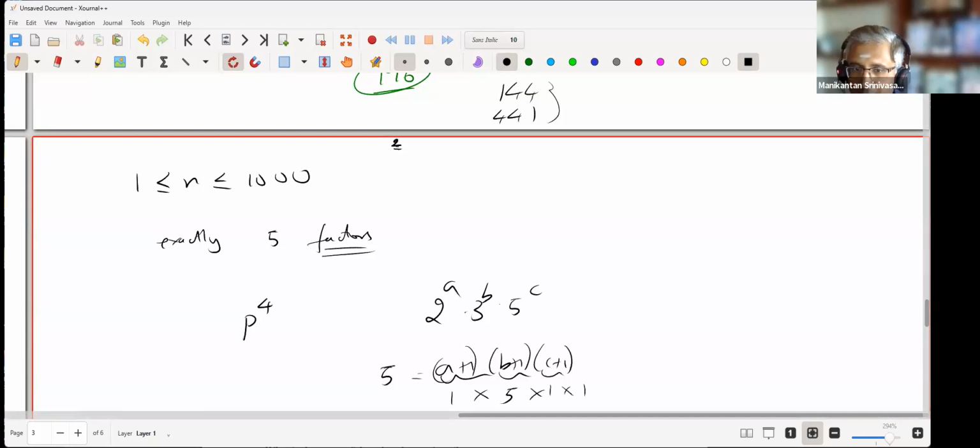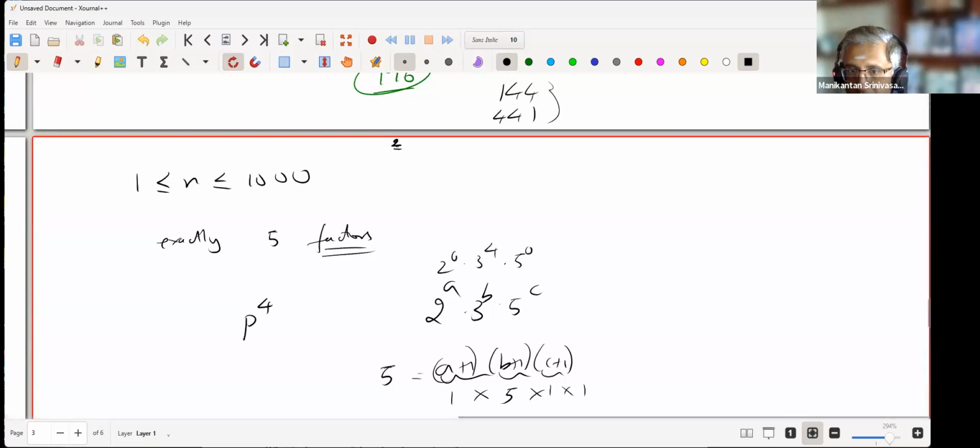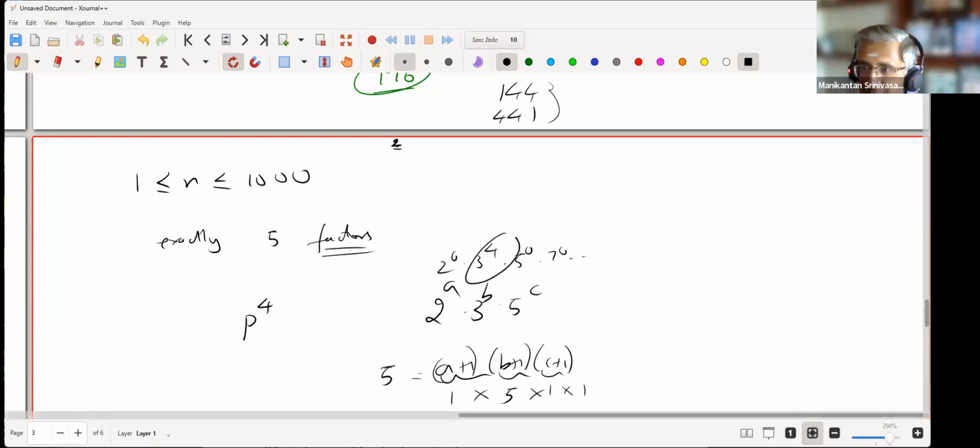So, which means in this example, it's 2 power 0 into 3 power 4 into 5 power 0 into 7 power 0. All the other primes do not count as in power 0. There's only one prime number to the 4th power. Therefore, it has 5 factors. So a 4th power of a prime number will have 5 factors. Does this make sense to everyone?